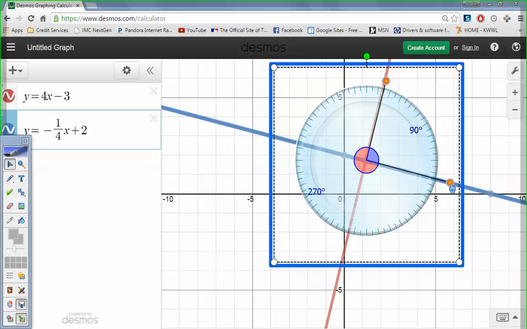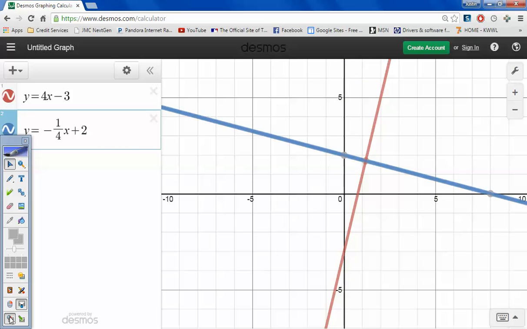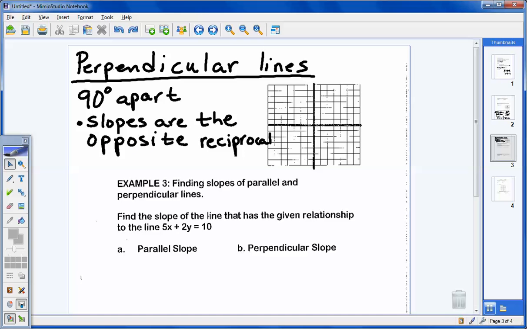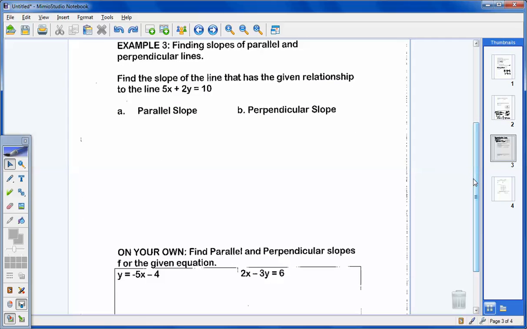So let's do this. Let's jump into this right here. Example 3. I love example 3. This is a really important one. I think if you can understand example 3, you'll be in really good shape. It says finding slopes of parallel and perpendicular lines. I'm going to put a little note up here: don't forget, you need y to be alone.